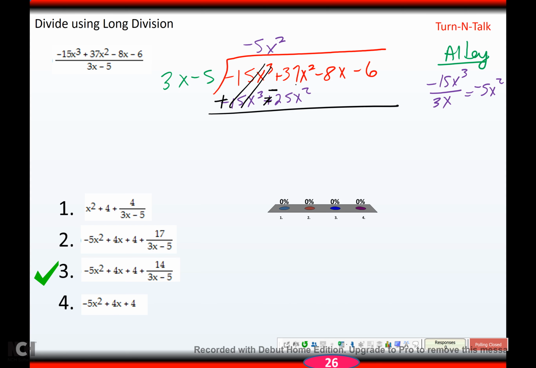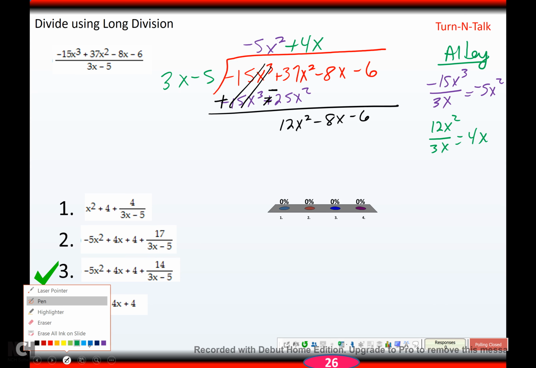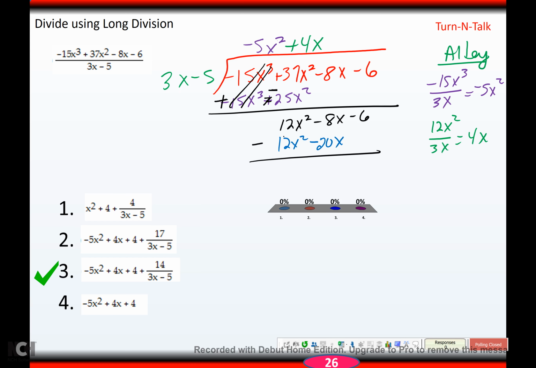37 take away 25 is 12x squared minus 8x minus 6. Gonna go back to the alley. 12x squared divided by 3x would be 4x. So 4x goes up. 4x times 3x is 12x squared. 4x times negative 5 is negative 20x. But when I draw the line, I change both signs. The squares cancel. Negative 8 plus 20 is 12x. Bring down the minus 6.